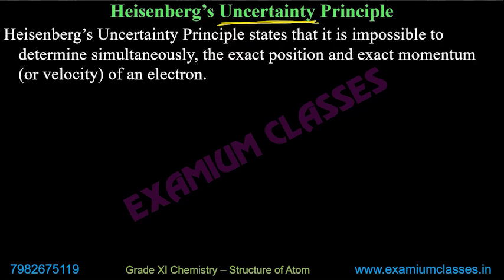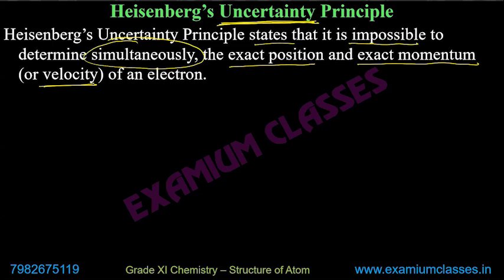Heisenberg's uncertainty principle states that it is impossible to determine simultaneously, that means at the same time, the exact position and exact momentum or velocity of an electron inside the atom. Velocity and momentum are related, so whether you write momentum or velocity, it is the same thing.